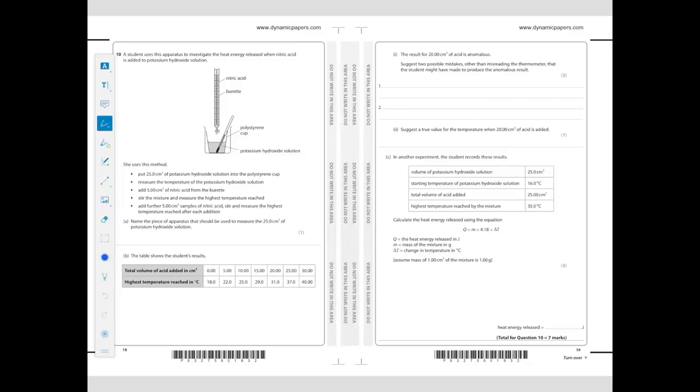Well, first of all, she could have added less than 5 centimeters cubed extra of the acid. Secondly, she might not have waited until the highest temperature was reached. And thirdly, remember, when you're doing this experiment, it's really important that you stir the reactants. So she might not have stirred them properly. Suggest a true value for the temperature when 20 centimeters cubed of acid is added. So let's have a look. You kind of want somewhere that sits between 29 and 37. So I'd probably go in at 33.